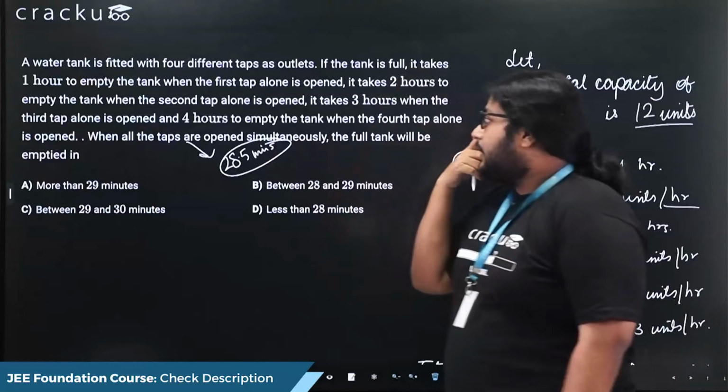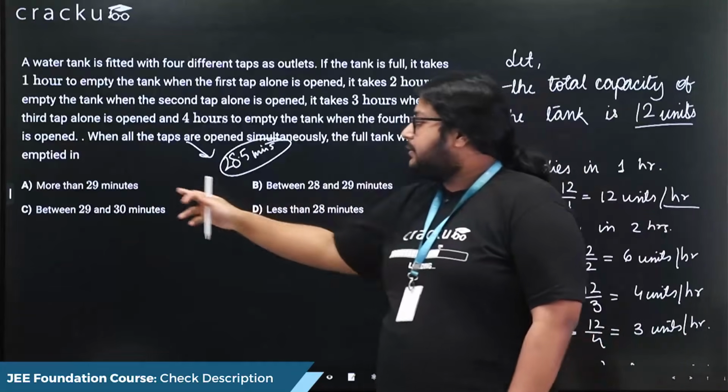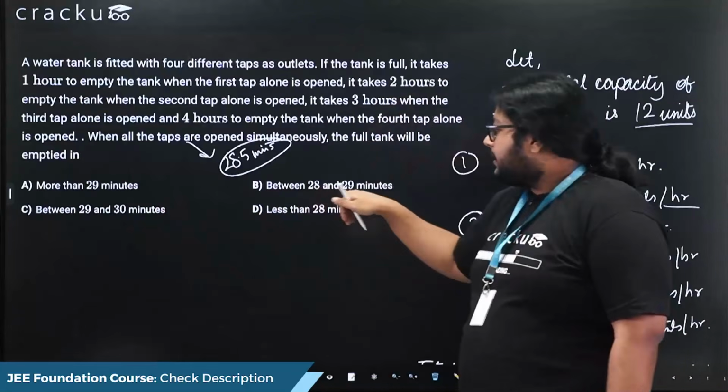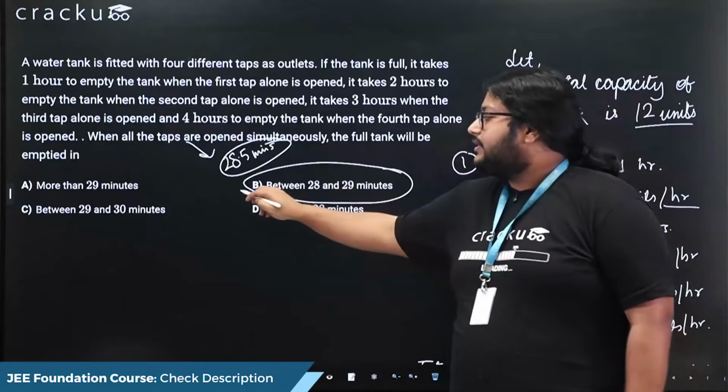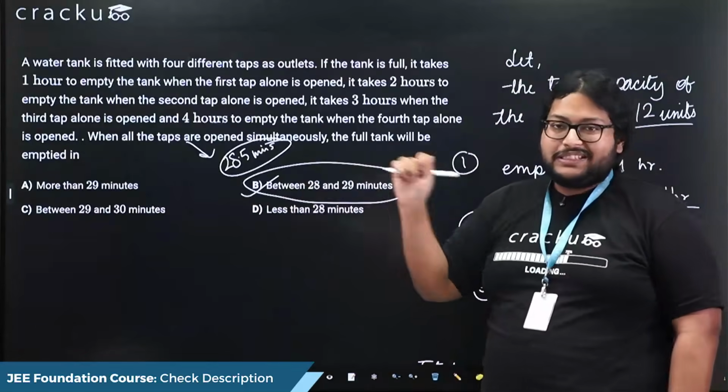Now, when I look into the options, it says between 29 and 30, 28 and 29, less than 28. Obviously, between 28 and 29, which is option B. Option B is the correct answer.